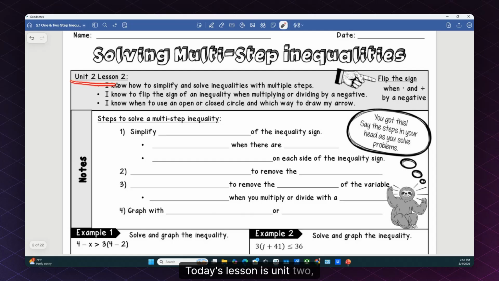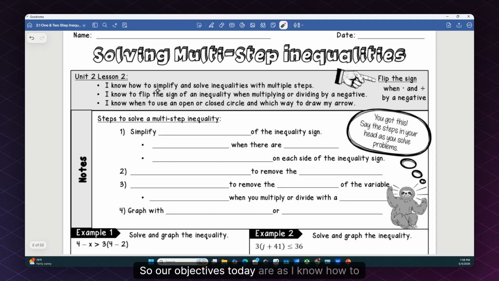Today's lesson is Unit 2, Lesson 2. We are going to continue writing and solving inequalities. The last lesson was looking at 1 and 2-step inequalities, and now we're going to bump it up and take it to multiple steps. So the basic steps are going to be the same. They're just going to be a little bit more complicated.